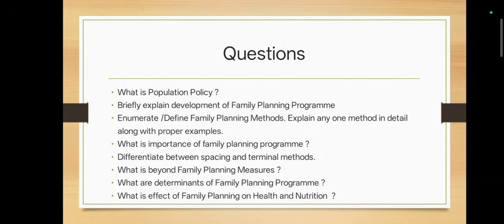Family planning is not just about limiting births, it is about improving health, nutrition, and quality of life. It involves population policy, program development, contraceptive methods, beyond family planning measures, determinants of success, and positive effects on health outcomes. It is a holistic approach to public health and socio-economic development.